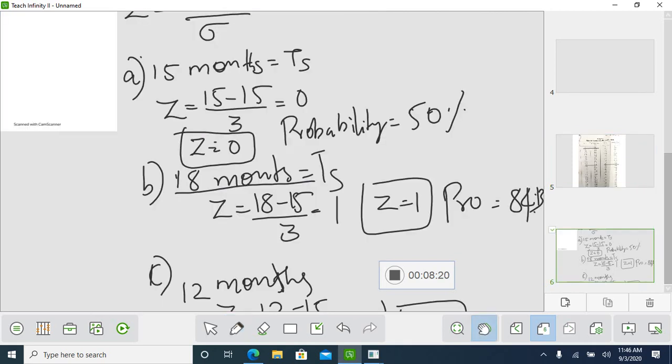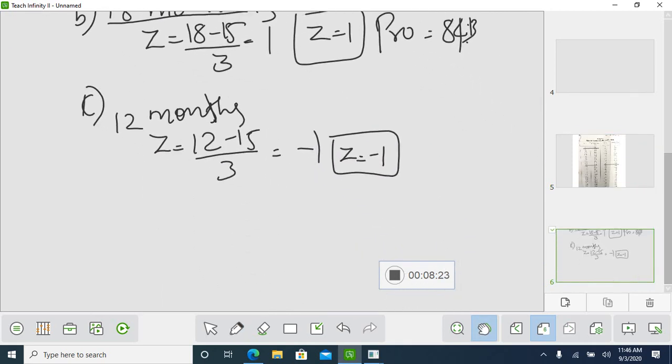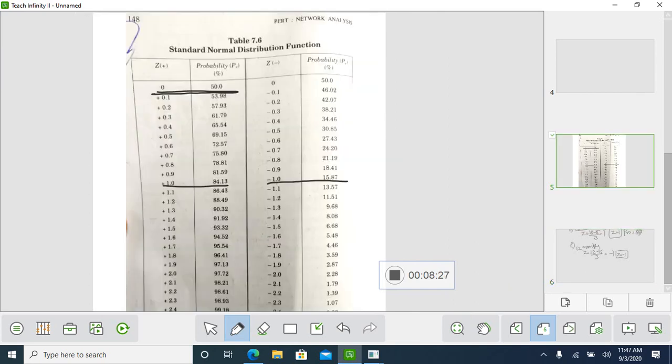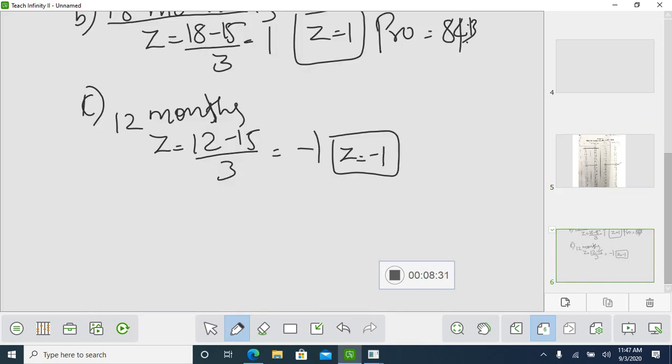83.13%. So next is for completing the project in 12 months. So according to our table, that is 15.87. Probability is 15.87%. So this is your example sum.